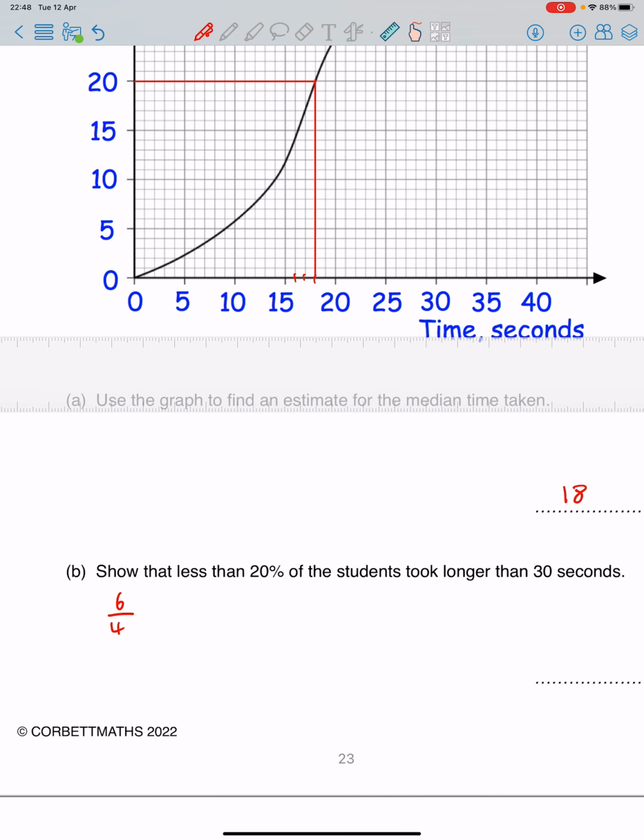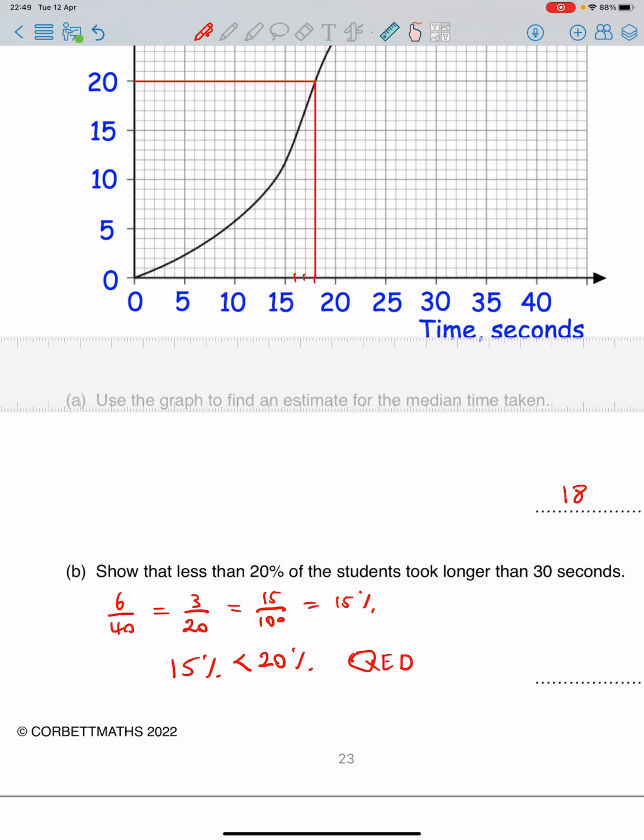If we divide both by 2, that is equal to 3 over 20, and timesing top and bottom by 5, we get 15 over 100, which is the same thing as 15%. And we know that 15% is less than 20%. Therefore, we've shown what we wanted to show. In fact, we can put QED.